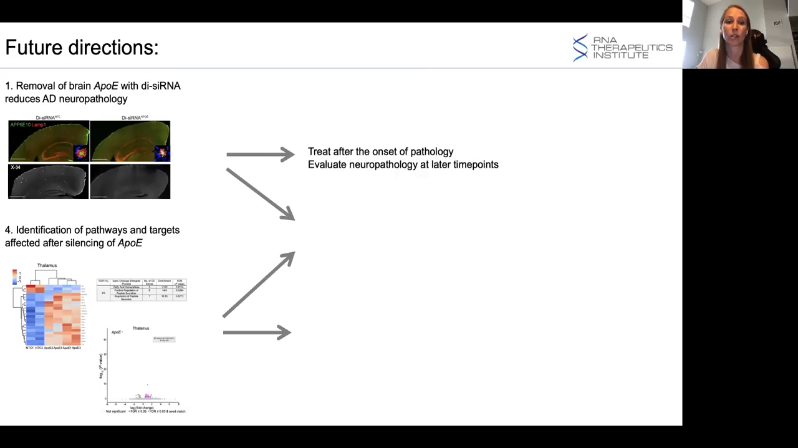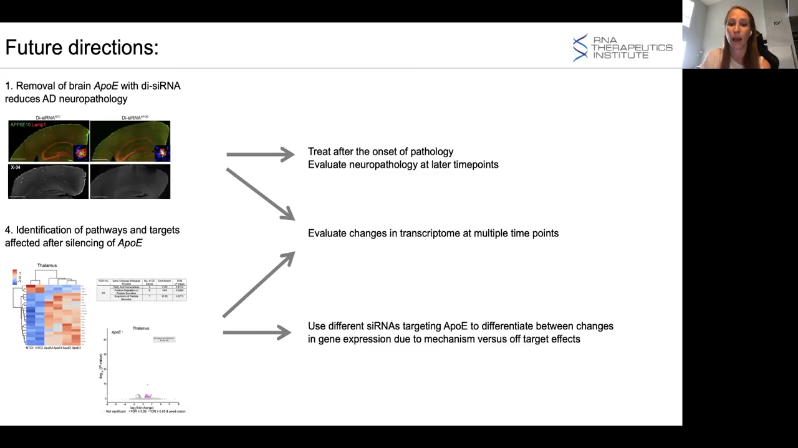What we'd like to do is treat animals after the onset of pathology and see if we can reduce the worsening of disease and maybe reverse some plaque formation. And we'd also like to evaluate neuropathology at later time points. We'd also like to evaluate how the transcriptome changes at multiple time points and see how worsening disease impacts which genes are expressed. And we'd like to use different siRNAs targeting APOE to differentiate between changes in gene expression due to mechanism versus due to potential off-target effects.